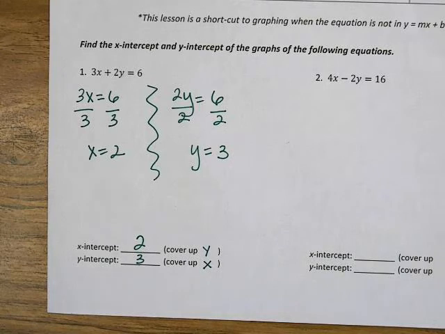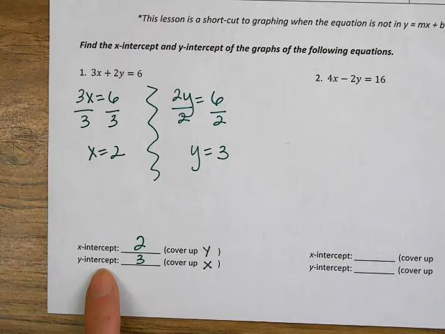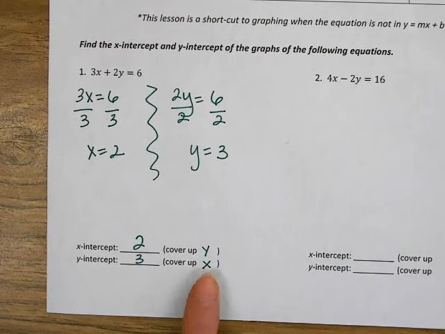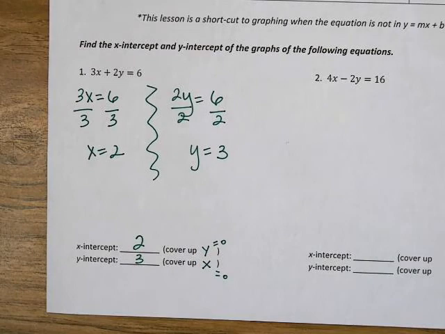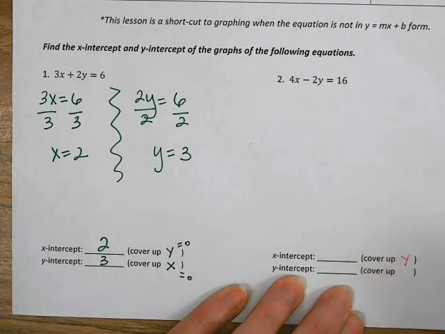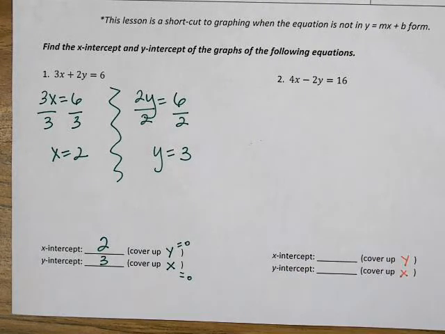Okay, so I call this the cover-up method. For the x-intercept, you cover up y. For the y-intercept, you cover up x. And again, the reason you cover it up is because they equal 0. So it's kind of like they're gone. All right, so let's try one more of those. So number 2, for the x-intercept, you cover up y. For the y-intercept, you cover up x. All right, let's do it.